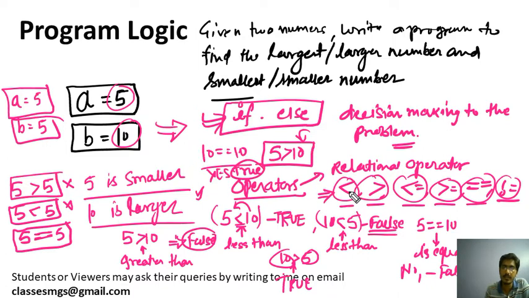So you should know the concept of operators, then only you will be able to check the relationship, whether a number is greater than or less than some other number. You will use these operators, less than and greater than, and for checking whether these two numbers are equal or not, you will use the double equals operator.